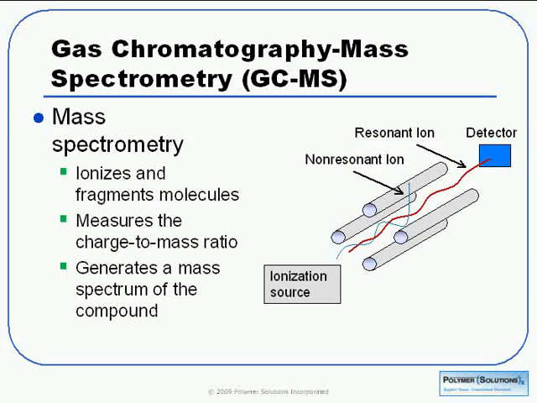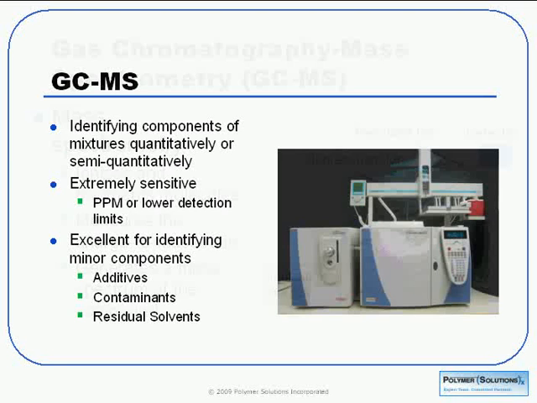What we can then do is take those compounds, ionize and fragment the molecules, measure the charge-to-mass ratio, and then generate a mass spectrum of that compound. And this is a pretty unique signature that we can then use to identify what's present. So the instrument is shown here on the right. It's very useful for looking at mixtures again, and we can do that quantitatively, or in some cases, when we don't know what's present, we'll do a semi-quantitative type screen. It is a very sensitive method, so we can get down to ppm, or in some cases lower than that detection limits.